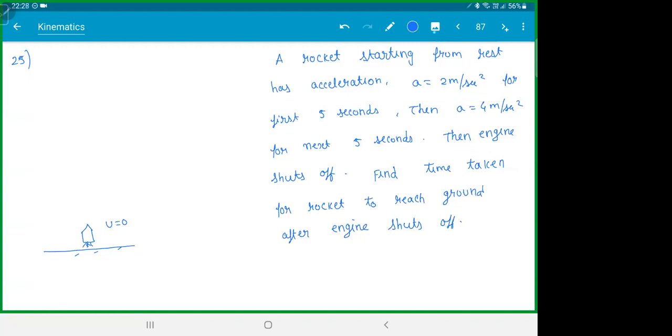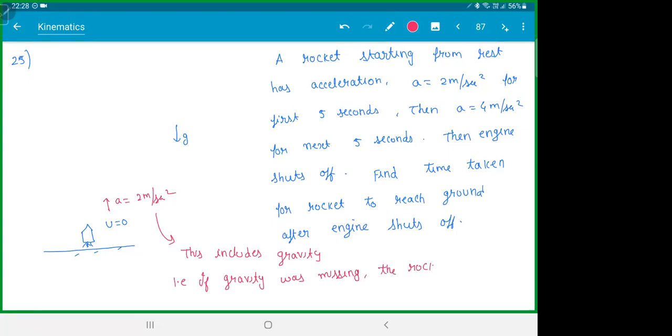Now, there's one thing I want to tell you here. Listen carefully. When you say the acceleration is 2 meter per second square, now understand gravity is there. The meaning of this is inclusive of gravity. This includes gravity, meaning the engine is so powerful, it is opposing gravity and going with 2. If gravity was missing, the rocket would have gone with 12 meter per second square. But because gravity is there, 12 minus 10 gets cancelled and remaining 2, it is going up.